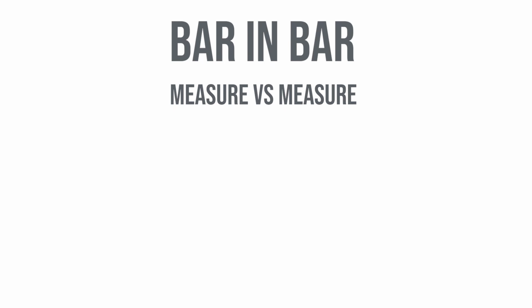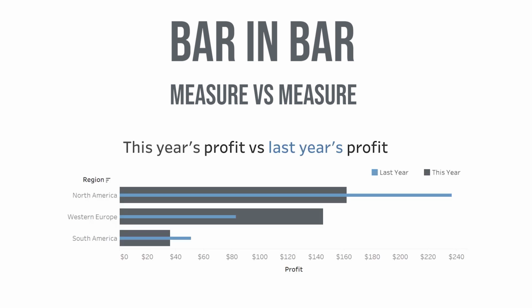A bar and bar chart is a chart that allows you to compare two or more measures against each other. For example, if you wanted to compare last year's sales to this year's sales, or this year's sales to your profit, this year's sales to your budget or your quota. In this video, I will show you how to create bar and bar charts in Tableau.